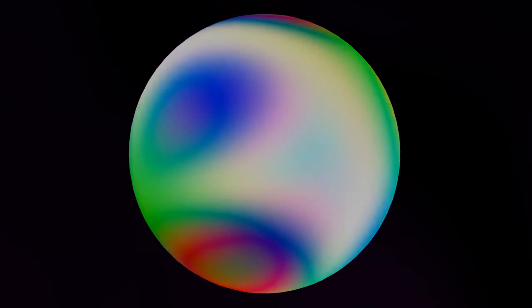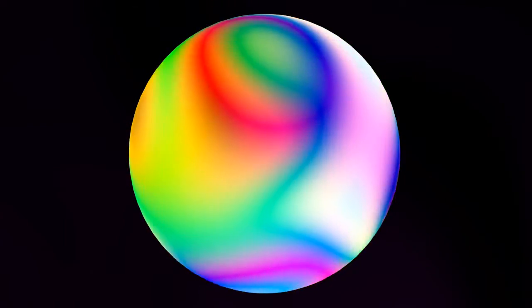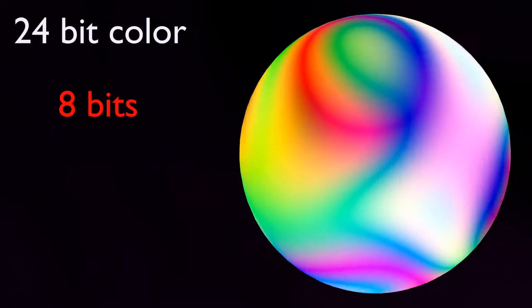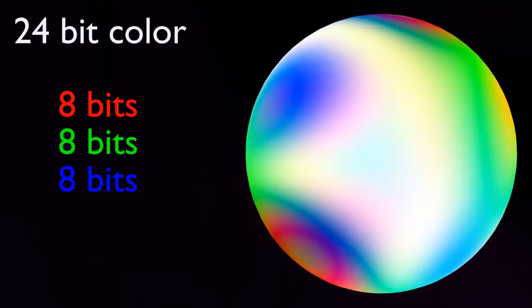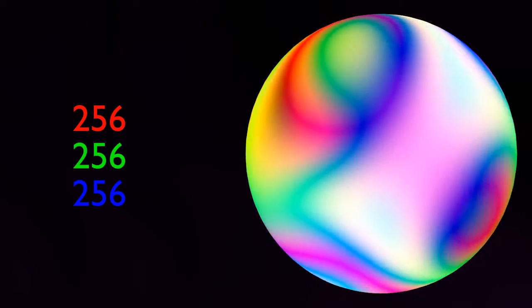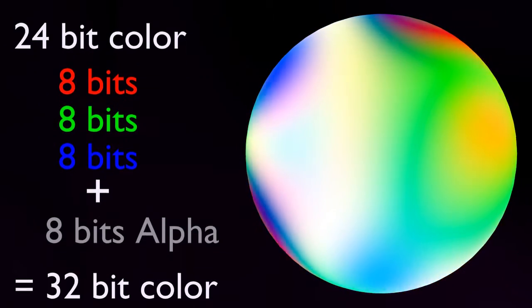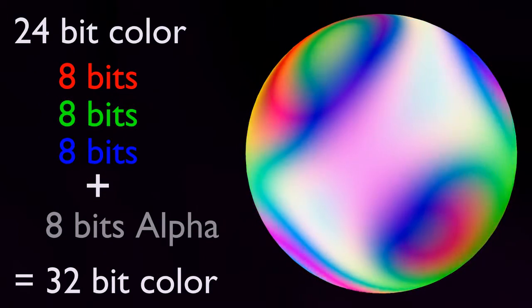Before we go on, I would like to share some information about color resolution. Today's computer screens offer 24-bit color depth, that is 8 bits per primary color, which means that for a single pixel we have 256 levels of red, green and blue, or in other words 16.7 million possible colors. In 32-bit color, 8 more bits are used for transparency.